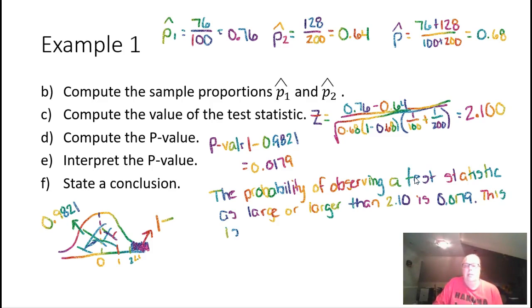This is unusual. Because remember, our threshold for unusual was 0.05, and 0.0179 is less than 0.05. So this is, in fact, unusual. So 0.0179 is less than 0.05. And then part F, what is our conclusion? Well, since we did get an unusual situation here, we are going to reject that null hypothesis.